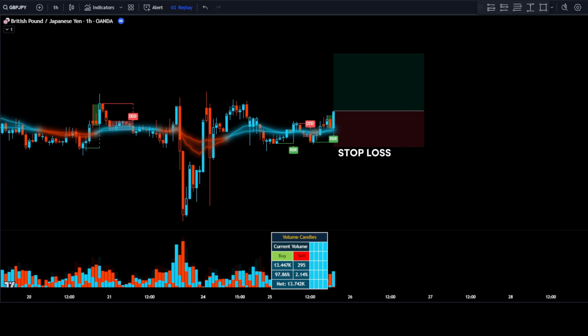Place the stop loss at the last swing low. Use a take profit target with a risk and reward ratio of 1 to 1.5.